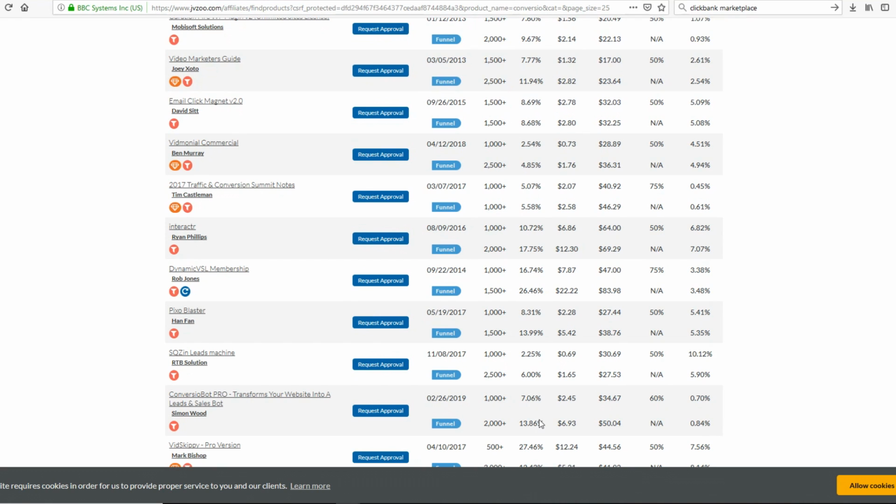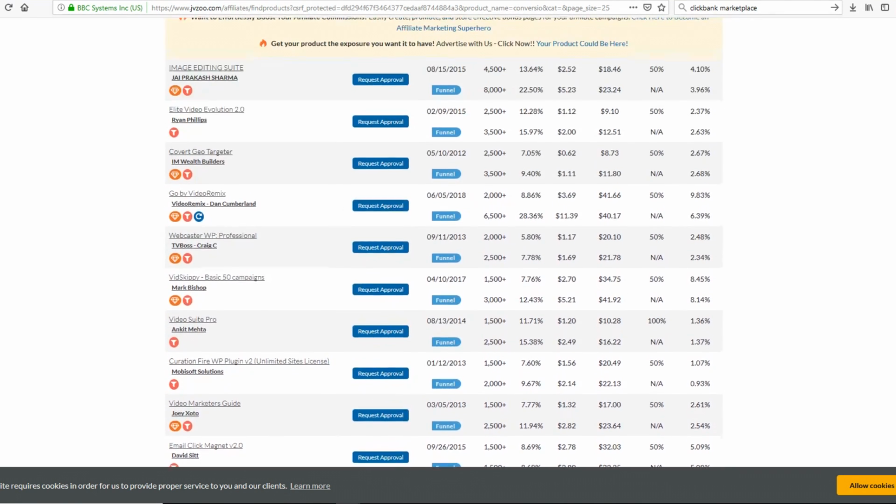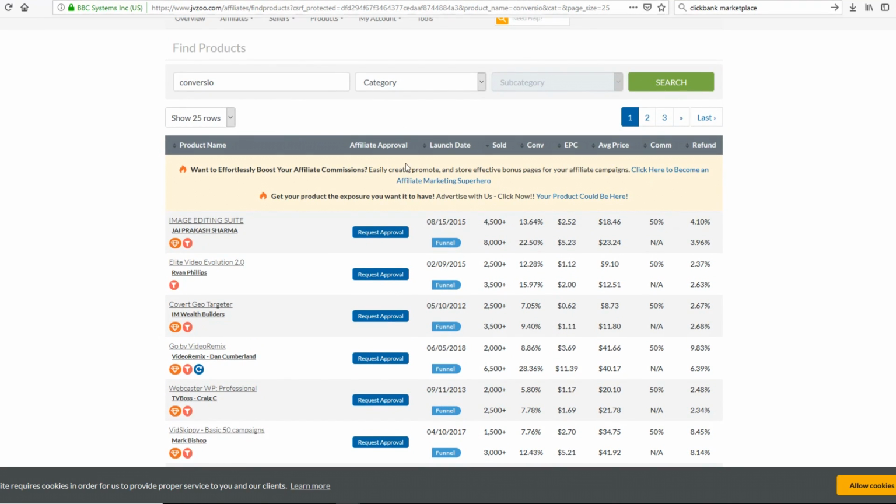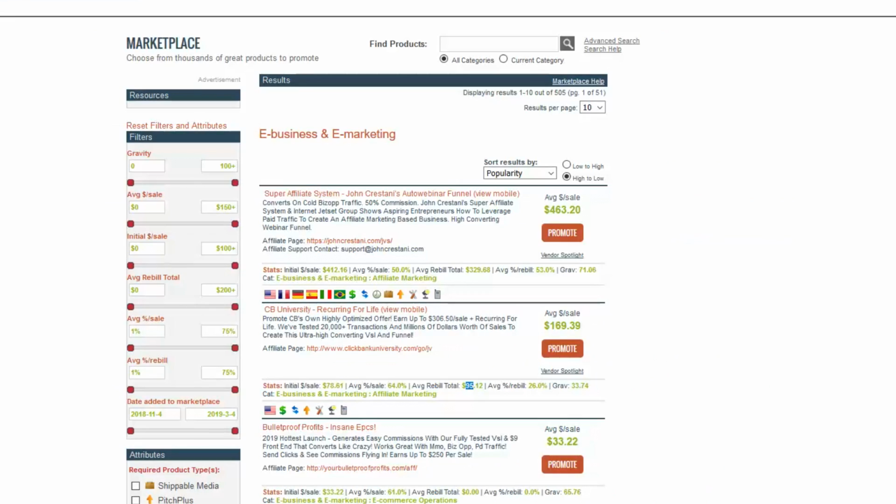Okay, so Conversio Bot has a really good conversion rate, and the funnel has an even higher conversion rate of 13%. That's a really good conversion rate for the funnel, which can then generate more money for you in affiliate commissions if they do buy something else, if they upsell them. So yeah, that's a really good way to find products, JVZoo or ClickBank.